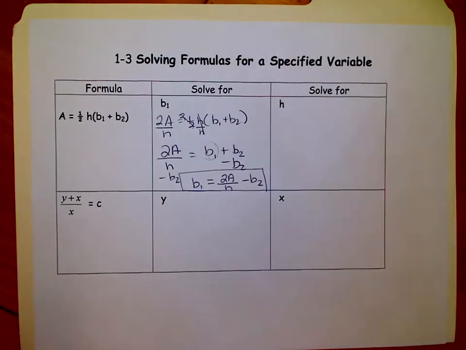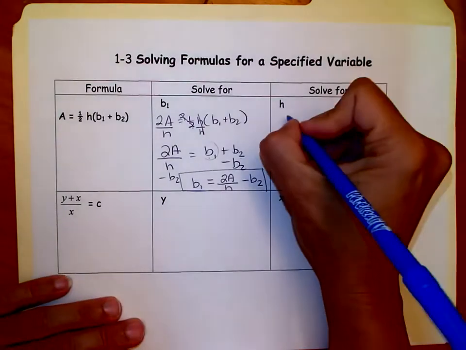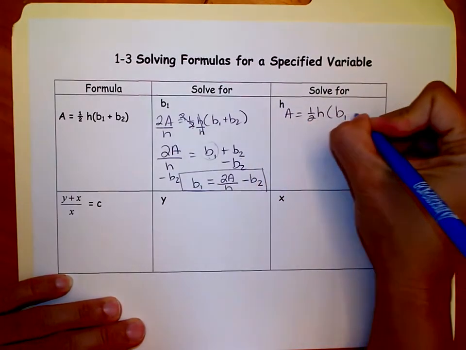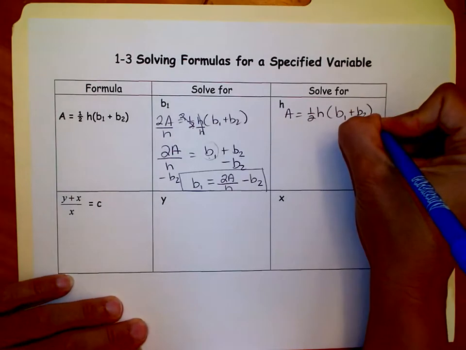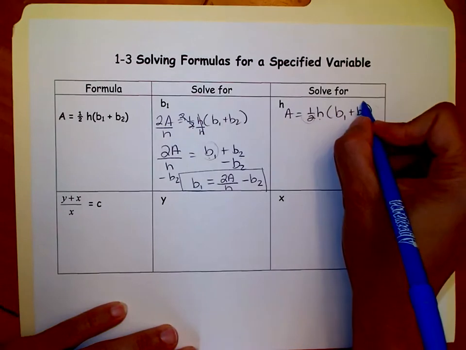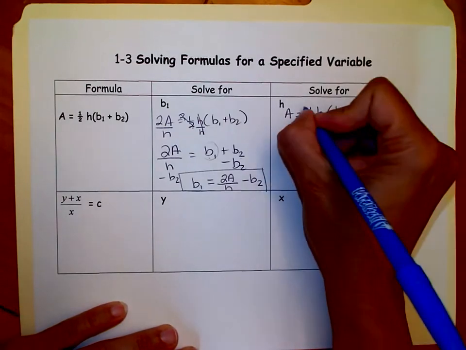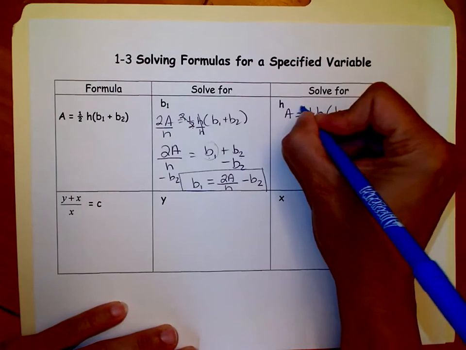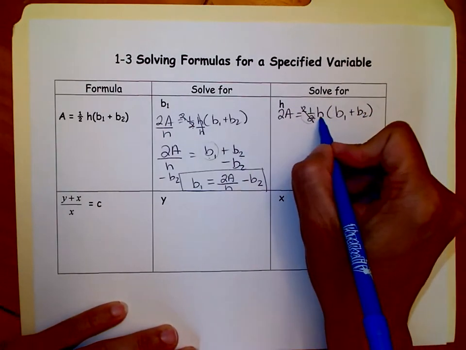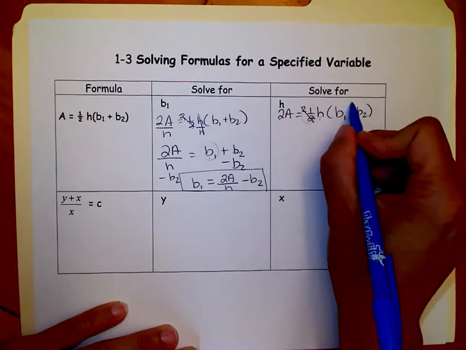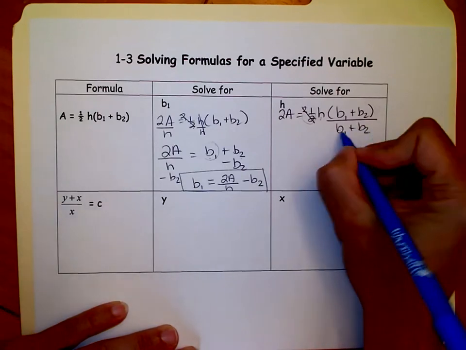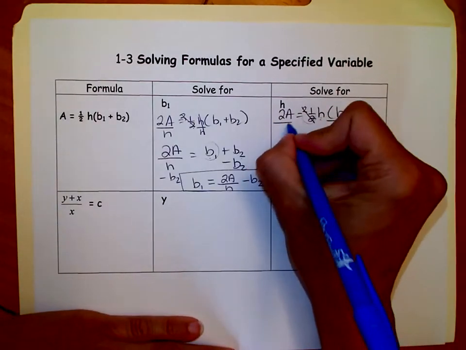Okay, moving on, we're going to get h by itself. Same formula, we're just going to get h by itself this time. So area equals 1/2 h times base 1 plus base 2. Now to get rid of h, that means I need to get rid of this and this. Well, to get rid of this, we do the same thing we did on the other one. We multiply both sides by 2. This is being multiplied by h. So to get rid of this whole parenthesis, I just simply divide by that whole parenthesis. It's okay, you can divide by a sum or what's in parentheses.